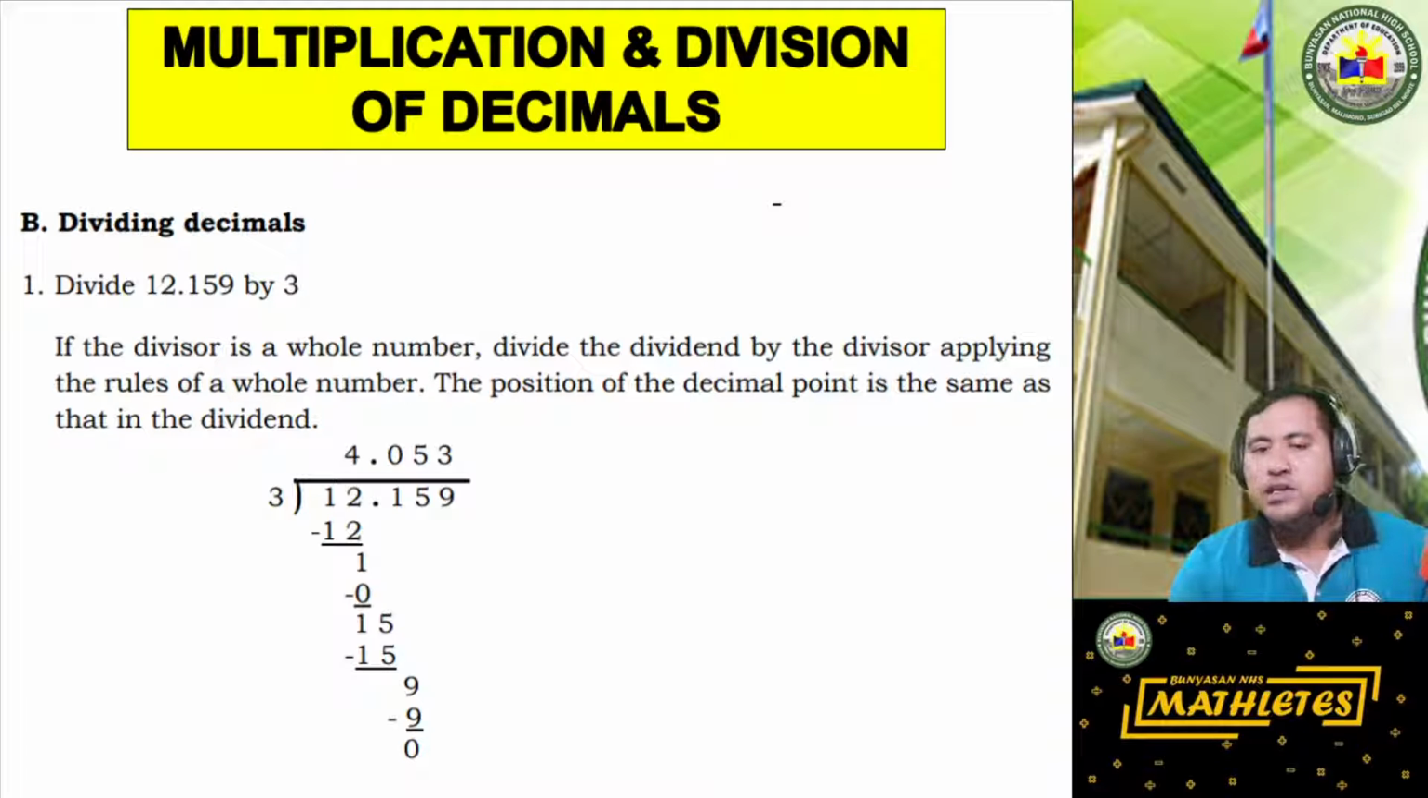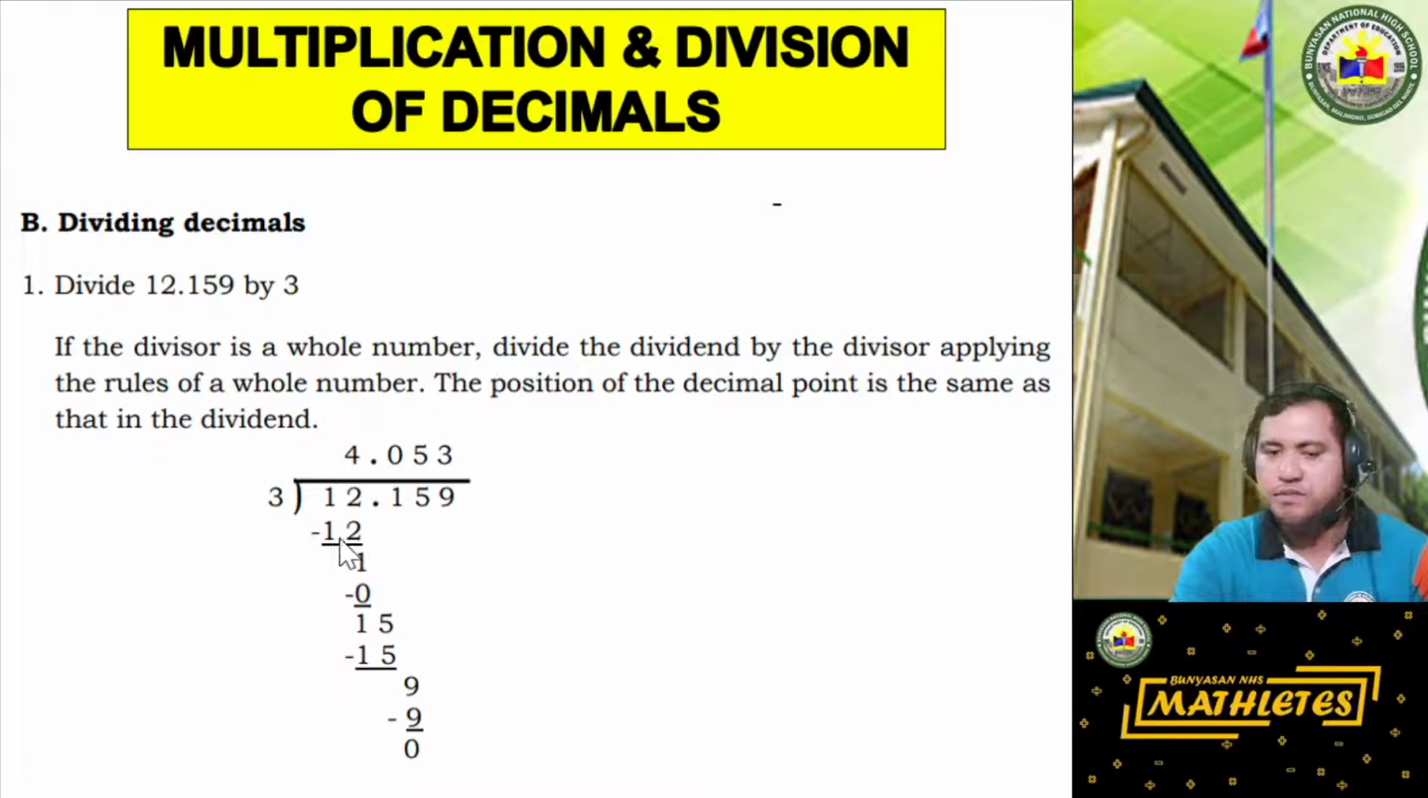Okay? So dividing decimals. How are we going to divide decimals? You have 12.159 divided by 3. If the divisor is a whole number, divide the dividend by the divisor following the rule for whole numbers. Then the position of the decimal point is the same as that of the dividend. We have 12.159 divided by 3.